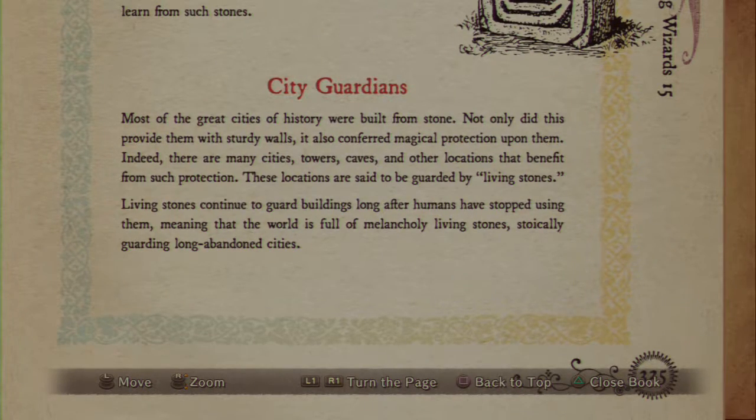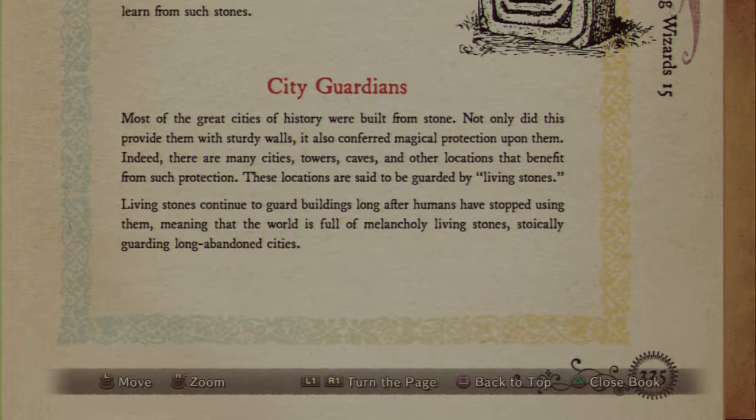Living stones continue to guard buildings long after humans have stopped using them, meaning that the world is full of melancholy living stones stoically guarding long-abandoned cities. I don't know about you, but this really makes me sad, imagining living stones that no longer have people to protect, just sitting where there once was life, not able to move or talk, just sitting there, all alone.